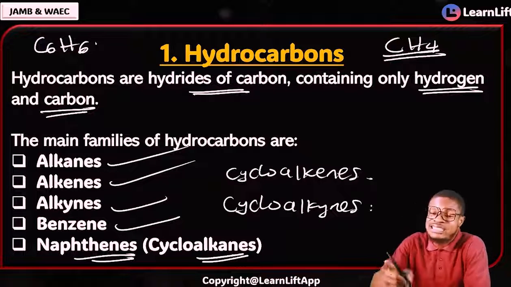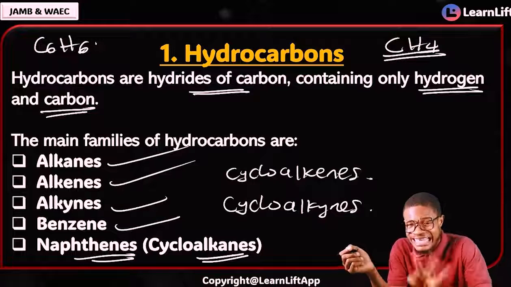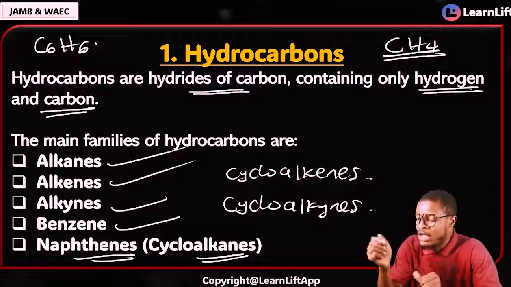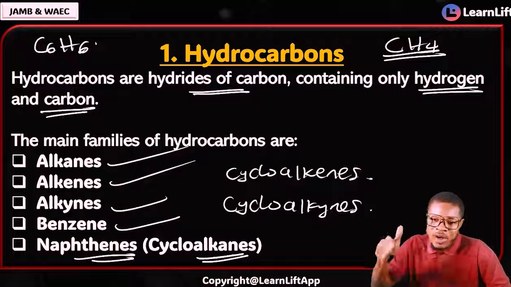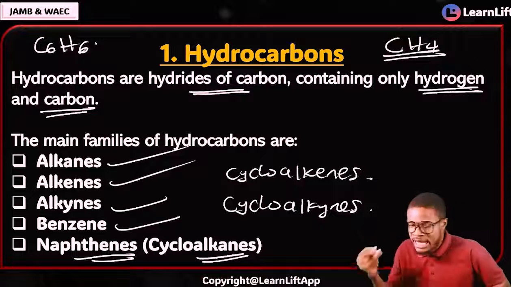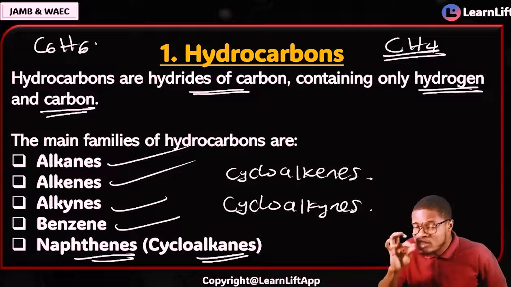All these are still what? Hydrocarbons. Alkanes, alkynes, benzene, naphthane, which are the cycloalkanes, then the cycloalkenes, the cycloalkynes, all of them are what? Hydrocarbons. Does it make sense? You get this very fast with me.